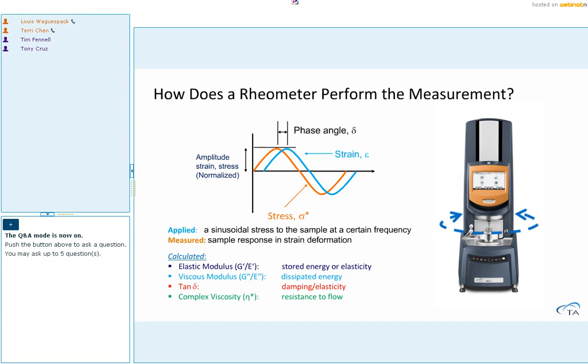To monitor thermoset curing, this kind of oscillatory test can be performed at either isothermal conditions or with a specific programmed temperature profile. The measurement results will present the sample's modulus, which includes storage modulus and loss modulus, and also the sample's damping factor, tan delta, and also the complex viscosity.